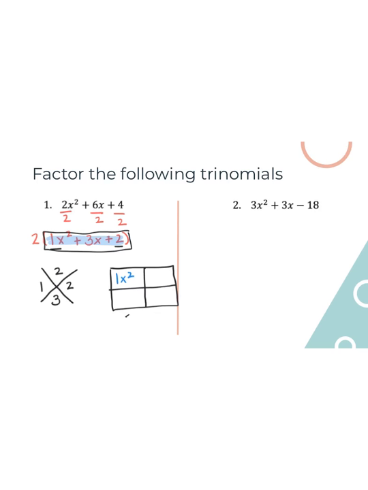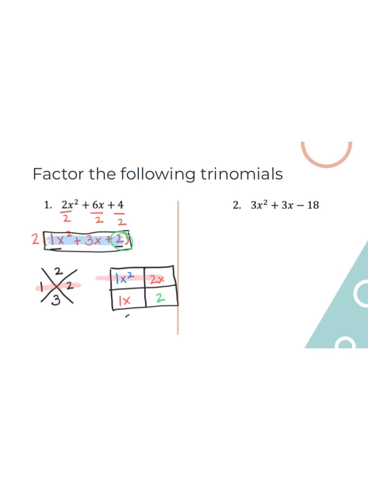And then I'm going to take these two right here and get my b values. So I have a 1x and a 2x. And then my c value is always what my c was before. And my c before was a 2. So I'm going to stick that 2 in right there. And now I'm going to find the greatest common factors of what's in those.